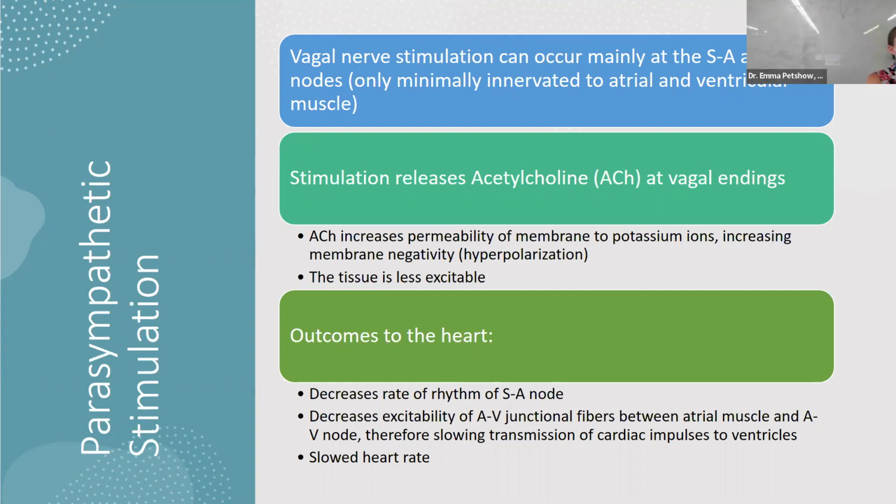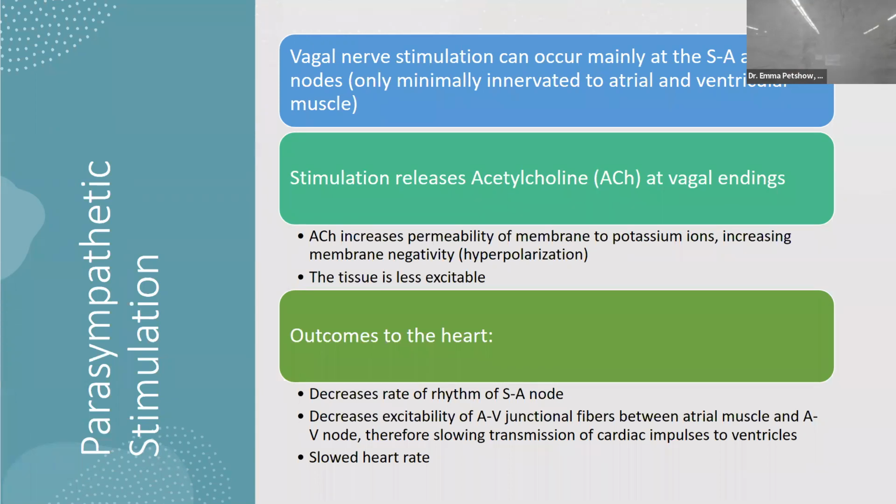The outcome is going to be a decreased rate of rhythm of the SA node, so decreased heart rate. Also going to have a decreased excitability of your AV junctional fibers between your atrial muscle and your AV node. So slower transmission of your atrial to ventricular signal. And overall, the outcome, slower heart rate. Heart rate slows down, end of the day. So big takeaways here: parasympathetic stimulation, vagus nerve, mainly going to happen in your atria, your SA and AV nodes, going to stimulate acetylcholine release, going to increase potassium membrane permeability, going to make your resting membrane more negative, less excitable, slower heart rate.